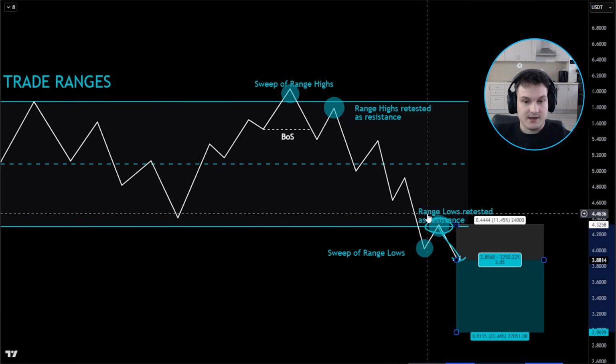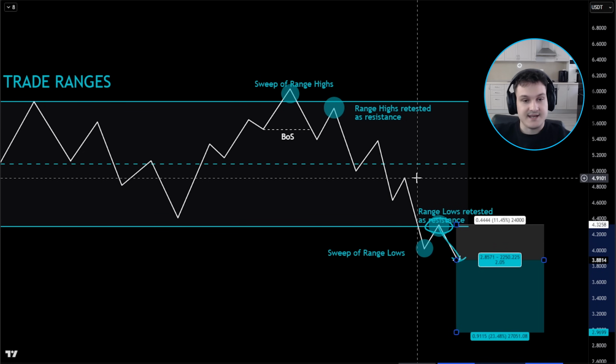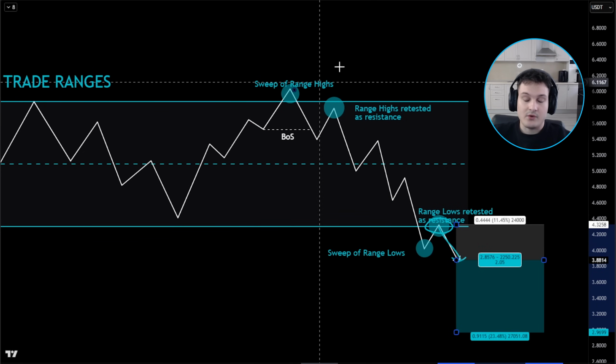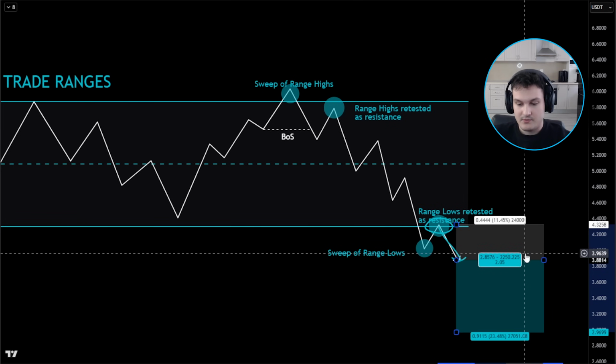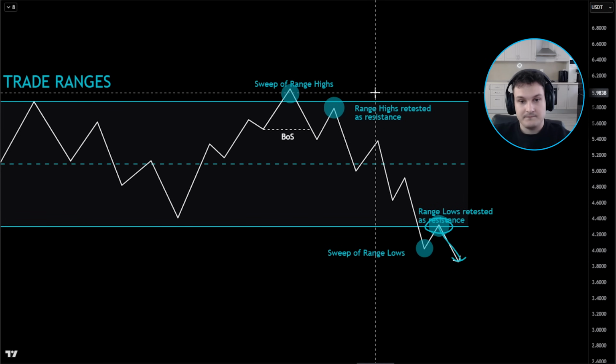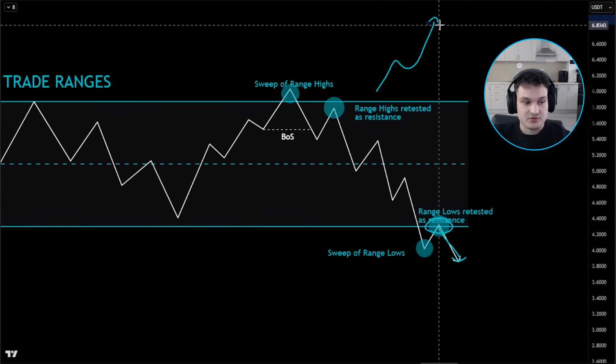And if you want to take a long after a range low deviation, it's exactly as described, just in reverse. And if you want to trade the range breakout, it's exactly the same, but you wait for the higher high and then you target liquidity outside the range to the upside.